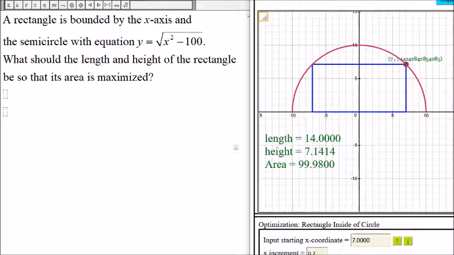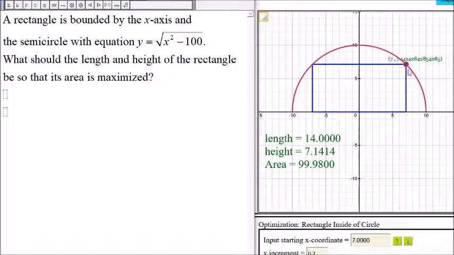And so it seems like the area, this side right here, should be somewhere close to 14, and the height should be around 7.1 or something, to get the maximum area. And so now let's work it out.